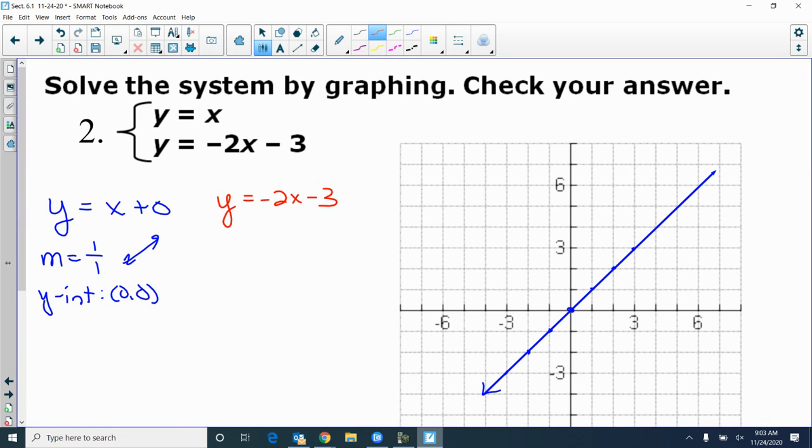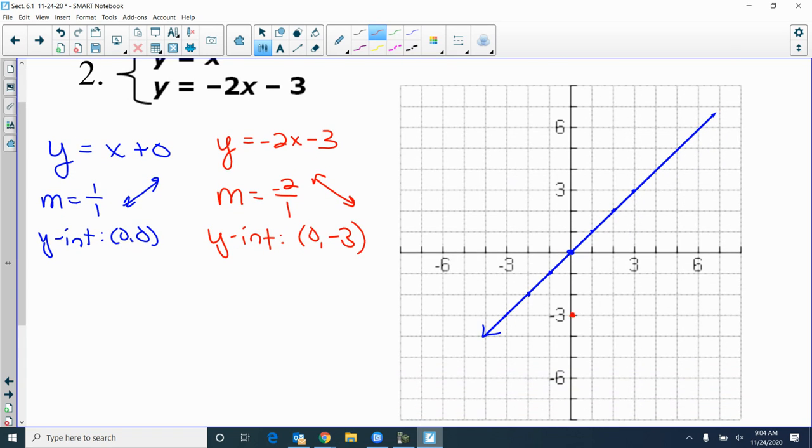Okay, what's my slope on that one? Slope is -2, or -2/1. It goes downhill. My y-intercept, or my b value, is 0, -3. So you start at -3. And I want to be going downhill, which means I go up 2 and to the left 1. Right there they hit, which is a very good sign.